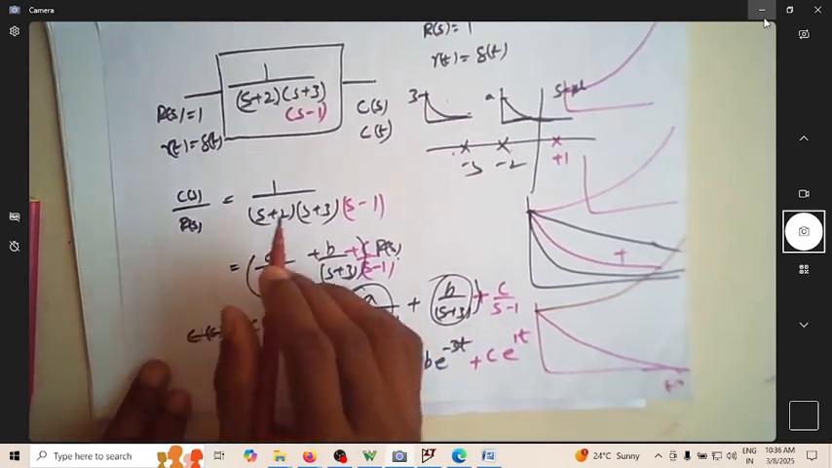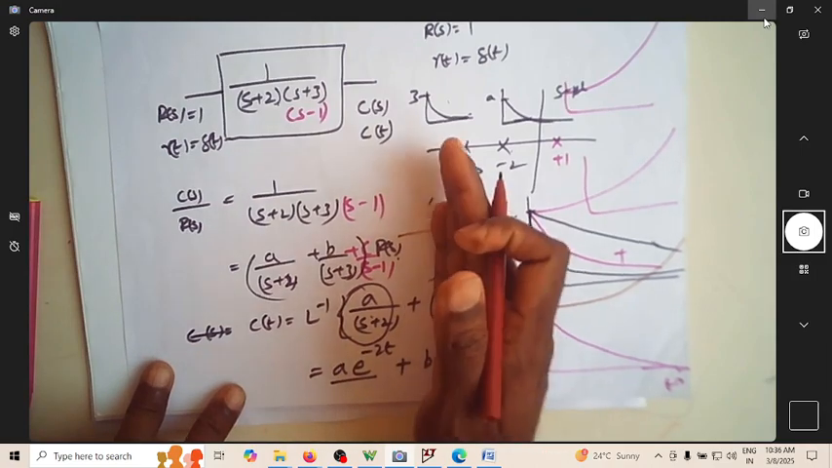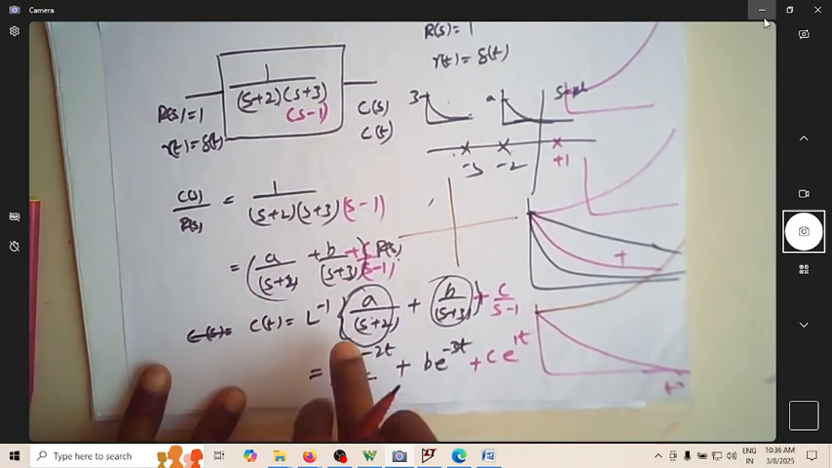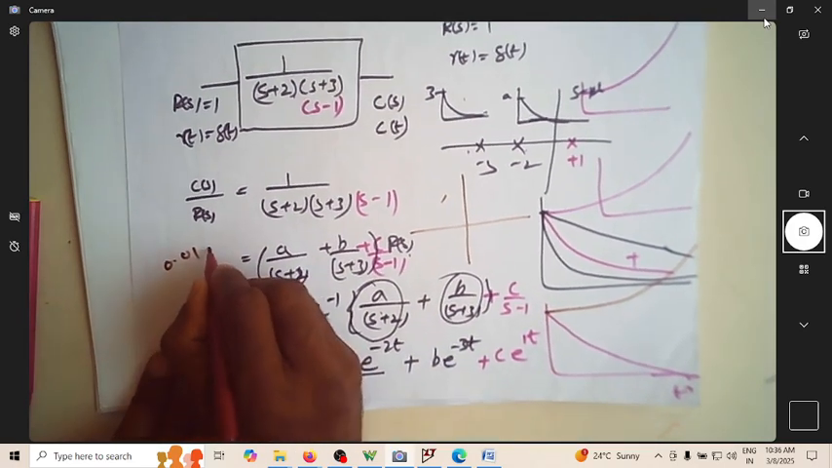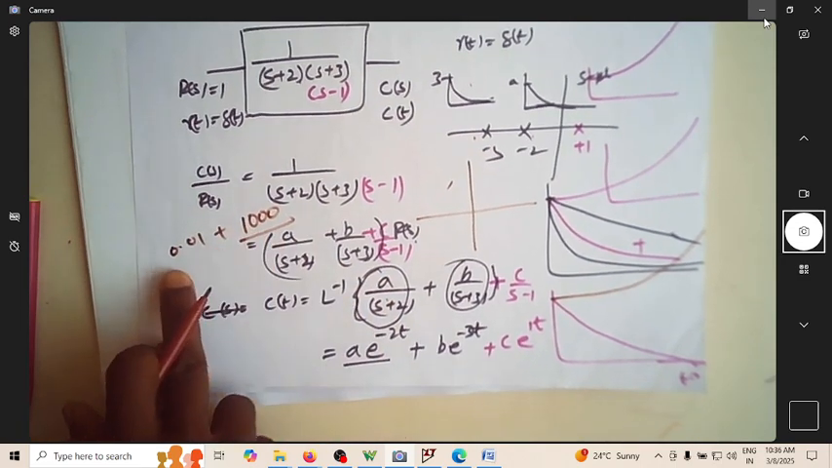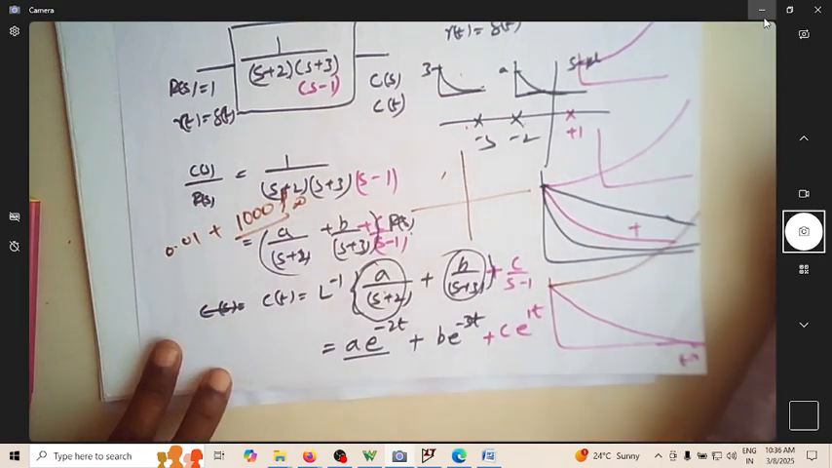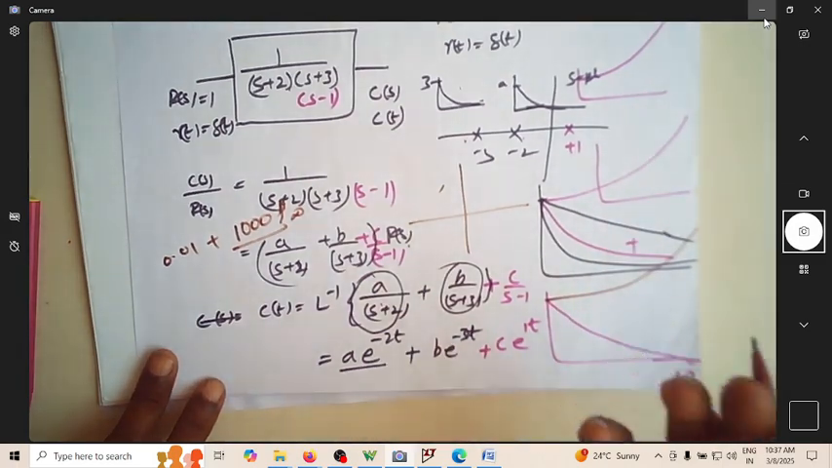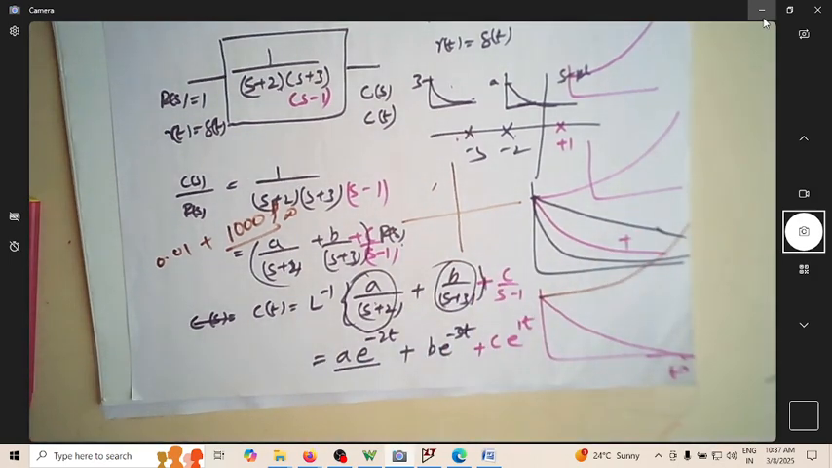So all the closed loop poles should be on the left hand side. Even if one goes to the right hand side, the overall response is the addition of all the responses. It's like having 0.01 plus 1000. Is this 1000 more or this more? This 1000 will become infinity as t tends to infinity. So naturally the system will become unstable. The system will have an unbounded output.